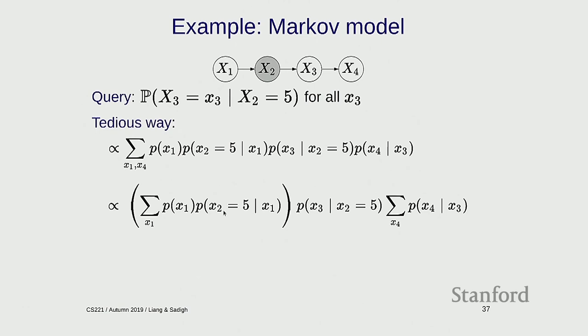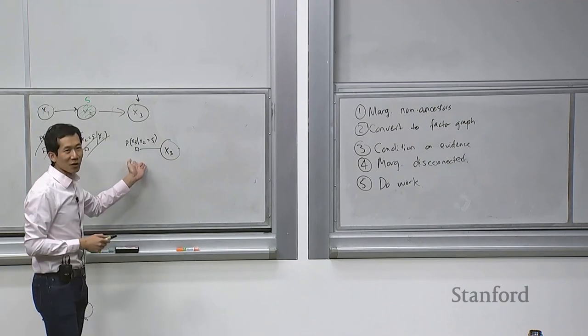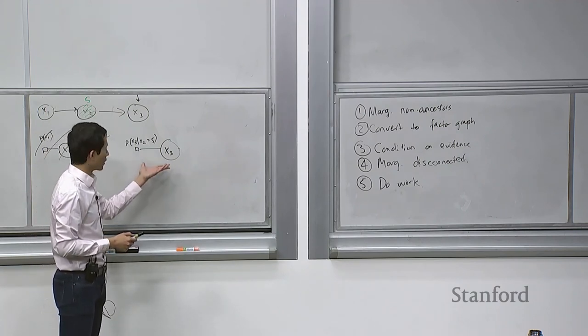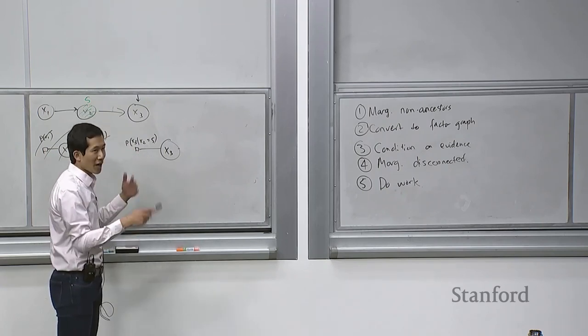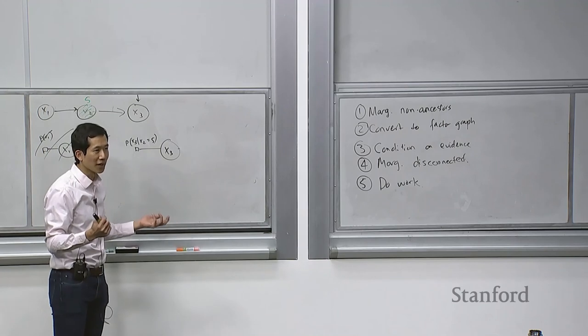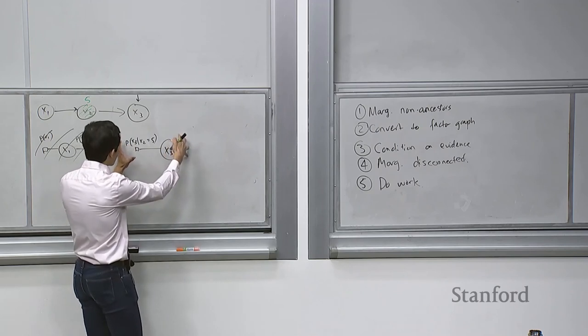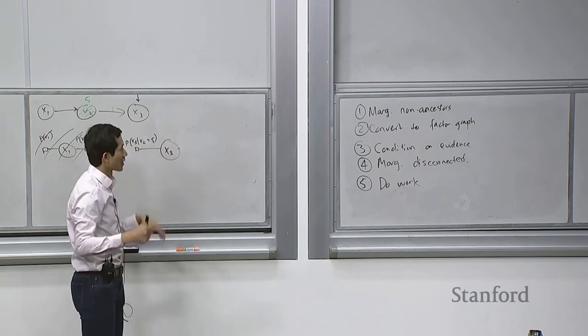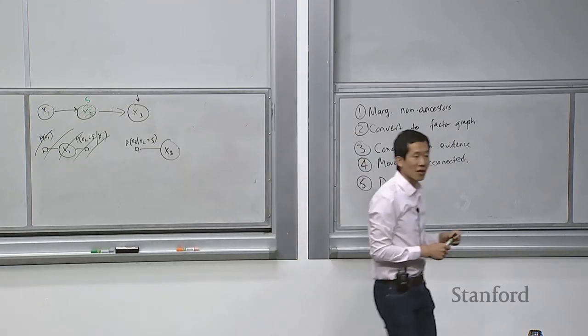Finally, the fifth step is to actually do work. What does that mean? You might not be so lucky to be left with just a single variable with a factor where that's just the answer. In that case, you actually have to do the marginalization operations that we saw last week. In this case, we are fortunate that this factor actually represents the distribution of X3, so that is just the answer to the problem. But I'll go through some other examples where it's not as obvious.